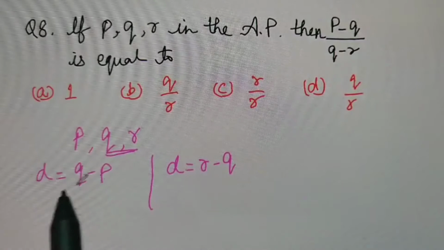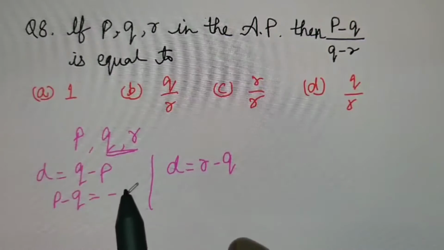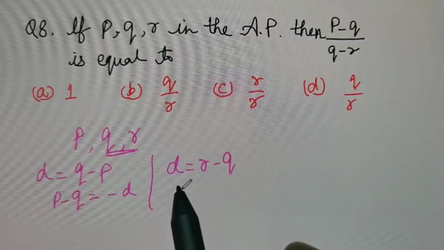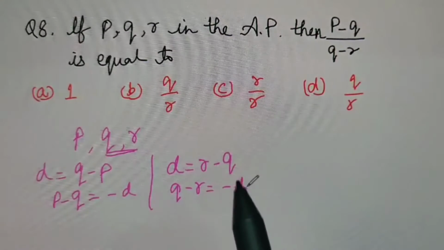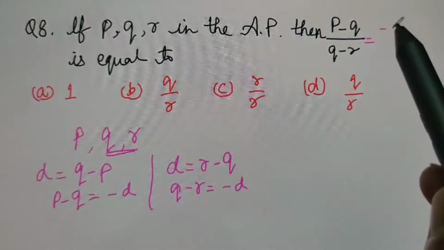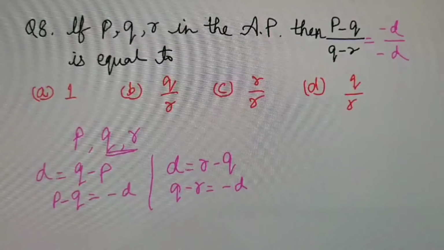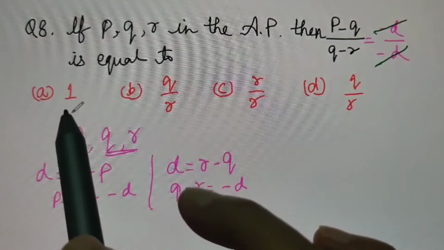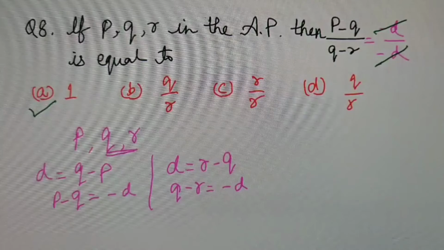So if we were to rearrange this, I would get P minus Q as minus D. Similarly here also, if it was to be rearranged, Q minus R would be equal to minus D. So the value of P minus Q is minus D, and the value of Q minus R is again minus D. If I were to cancel this, I would get 1 as the answer. So option A is the right answer.